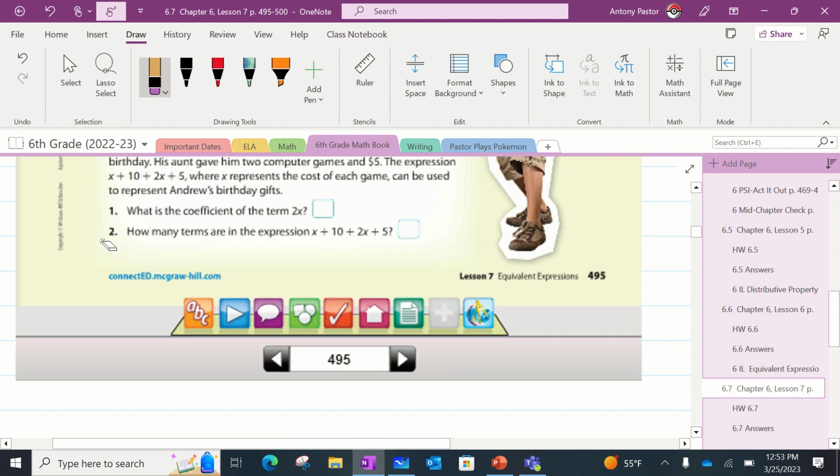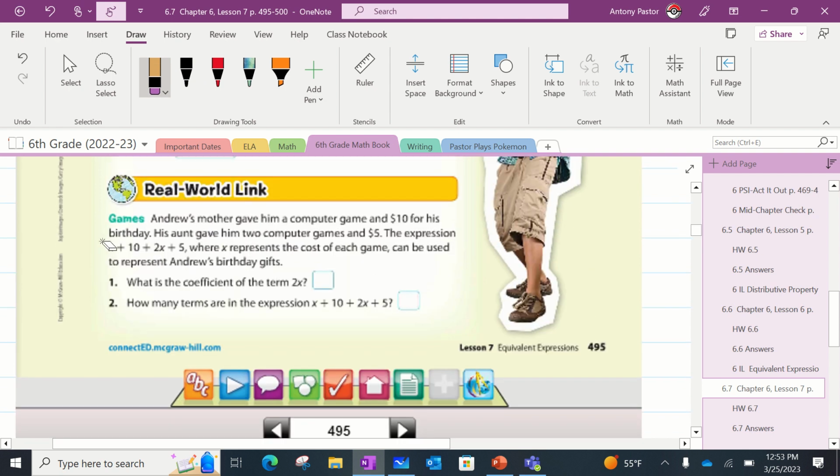Andrew's mother gave him a computer game and $10 for his birthday. His aunt gave him 2 computer games and $5. The expression x plus 10 plus 2x plus 5, where x represents the cost of each game, can be used to represent Andrew's birthday gift. So this is according to if the games all cost the same.